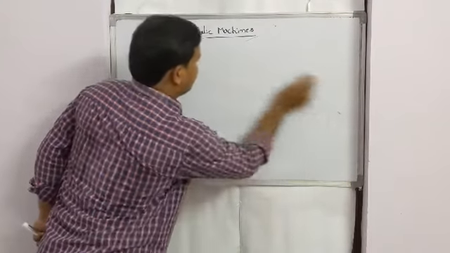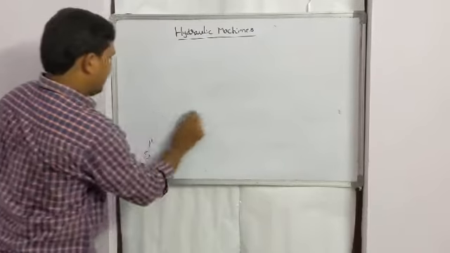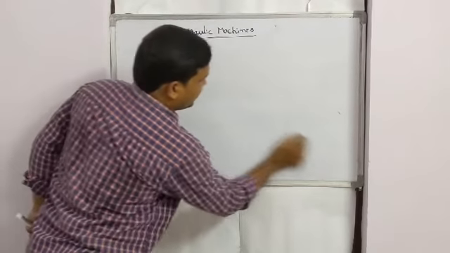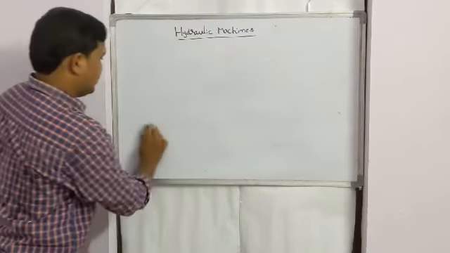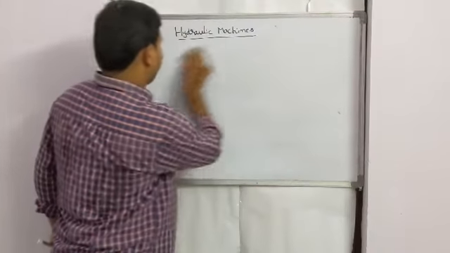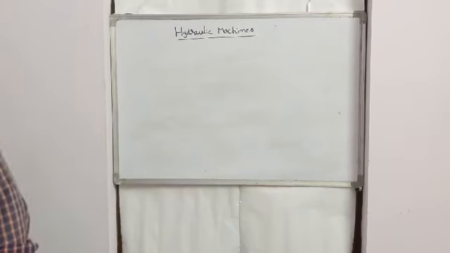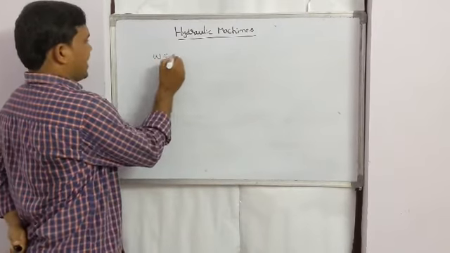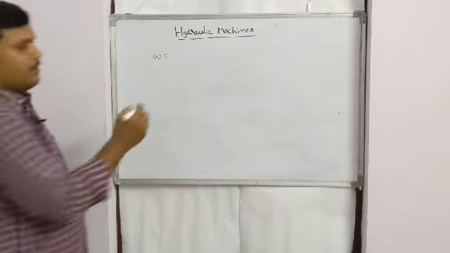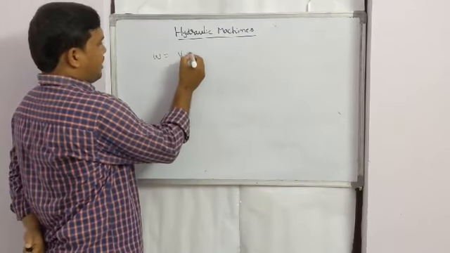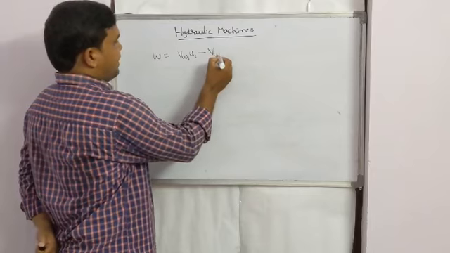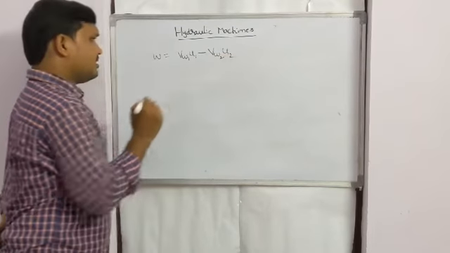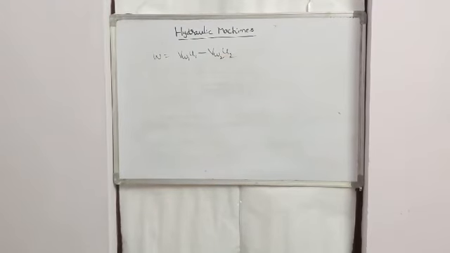So in the previous class we completed all the derivations: work done by the jet, work done on the jet, work done by the blade. The generalized work equation we already derived in the impact of jets, that is VW1 U1 minus VW2 U2. This is a generalized work done equation for any hydraulic machine.